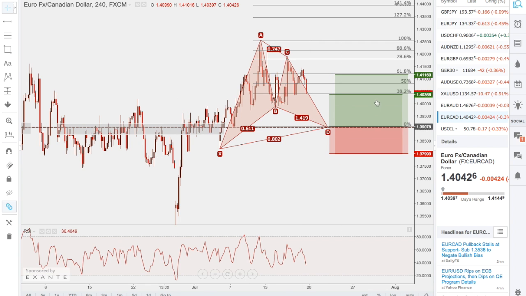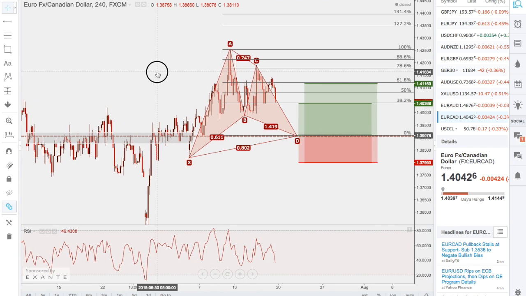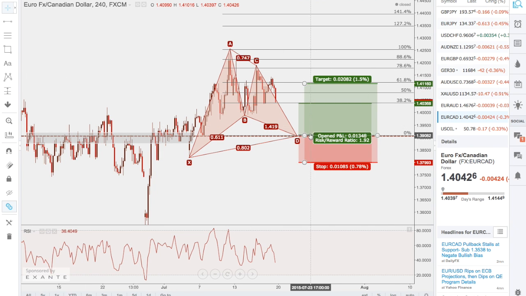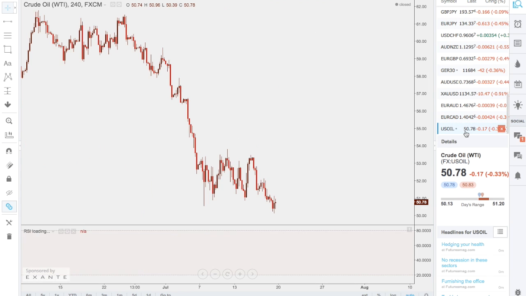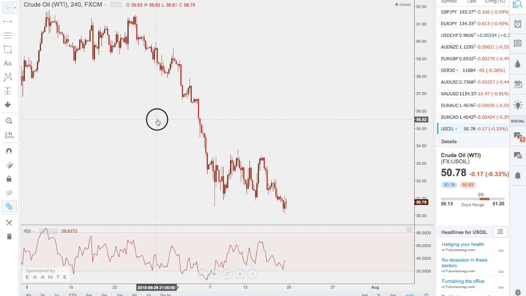So this is pretty simple, something similar to the last example that we shared with you. What we're looking for is price to come back down to this level, and we are looking for a buy setup. The last pair that I would like to share with you is the oil trade.